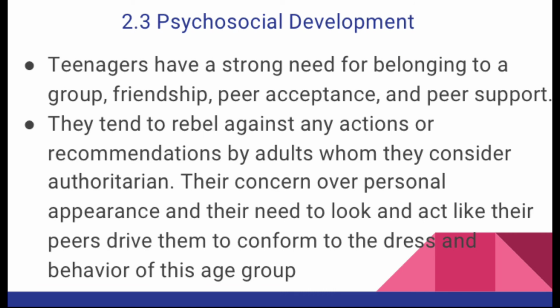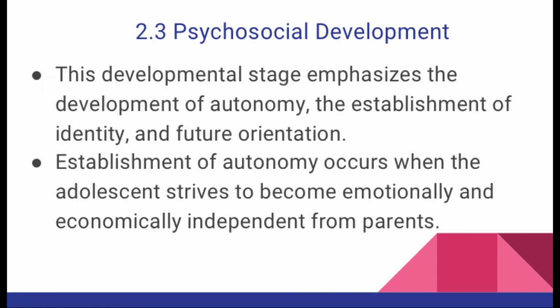Teenagers have a strong need for belonging to a group, friendship, peer acceptance, and peer support. They tend to rebel against any actions or recommendations by adults whom they consider authoritarian. Their concern over personal appearance and their need to look and act like their peers drive them to conform to the dress and behavior of this age group. This developmental stage emphasizes the development of autonomy, the establishment of identity, and future orientation. Establishment of autonomy occurs when the adolescent strives to become emotionally and economically independent from their parents.